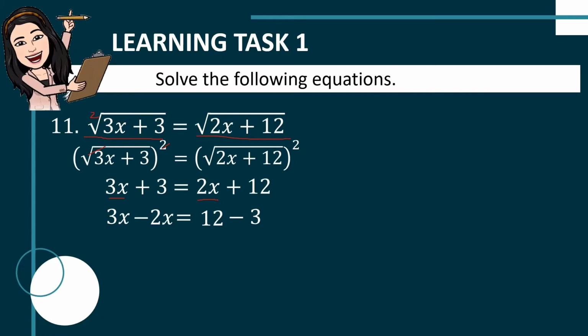Okay, simplifying 3x minus 2x is equal to x. And 12 minus 3, we have 9. So therefore, the value of x is equal to 9.